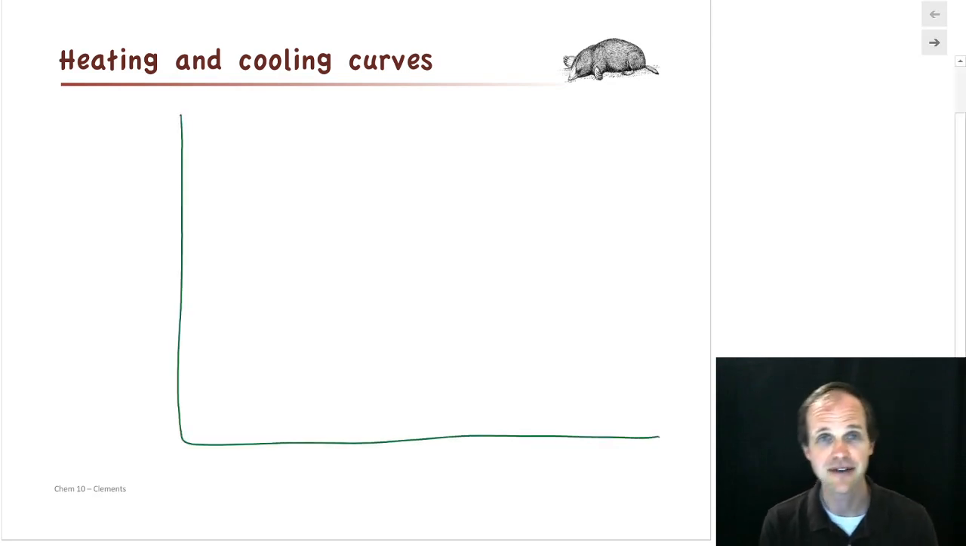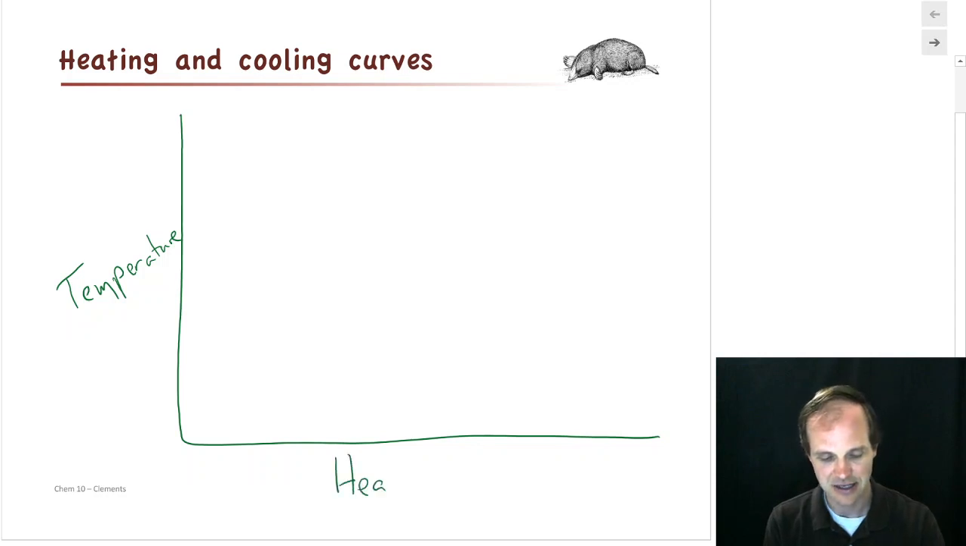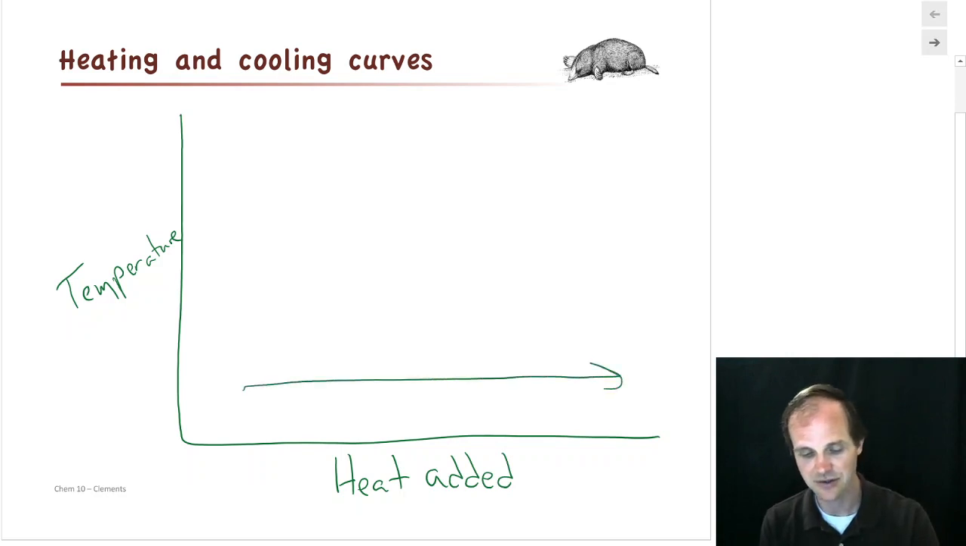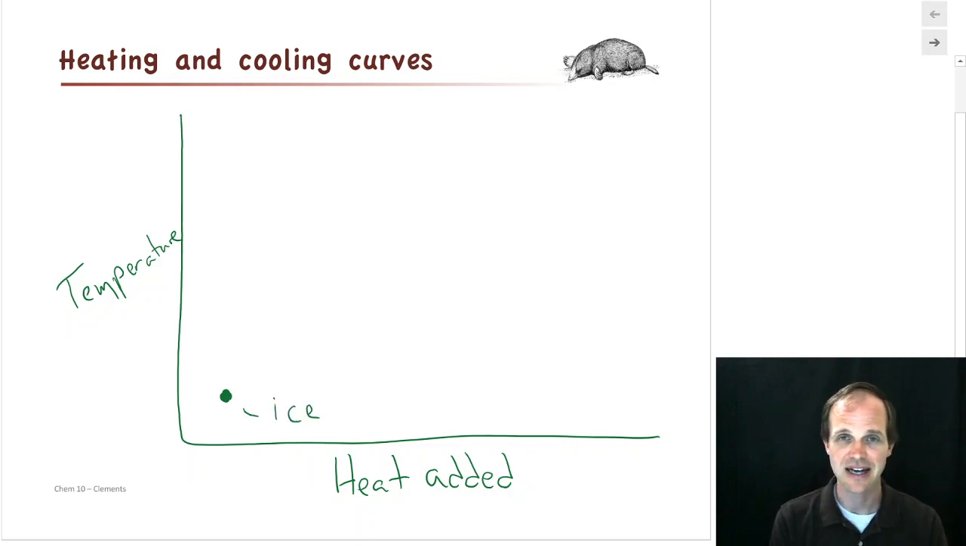Well, it's a graph where on the y-axis we have temperature, and on the x-axis for a heating curve we have heat added, which means as we go in this direction on the curve, we are adding heat, and we're going to see what happens as we add heat. We're going to start way down here at a low temperature, and we're going to start with ice.